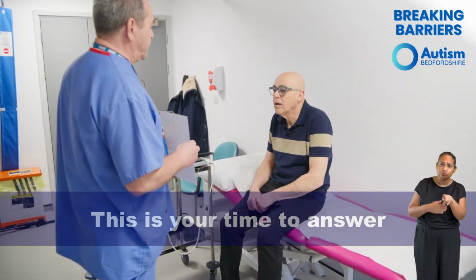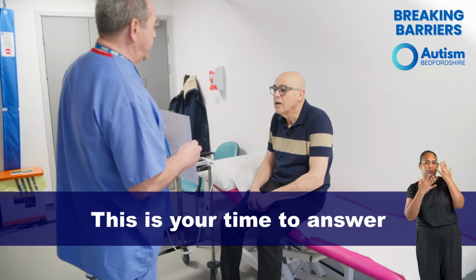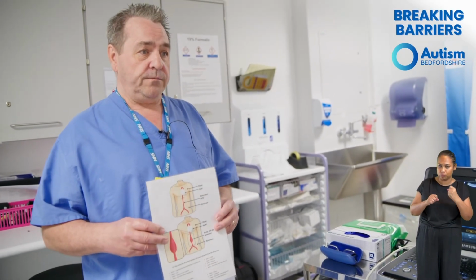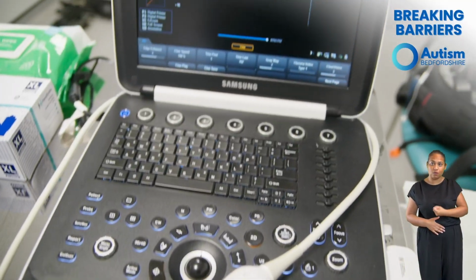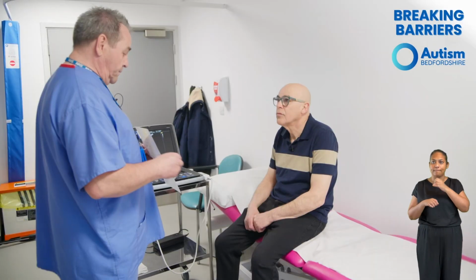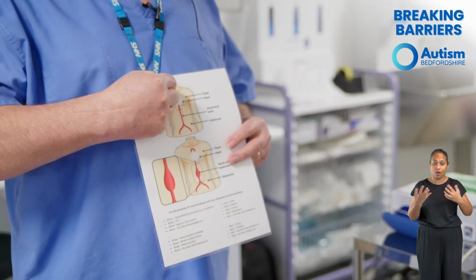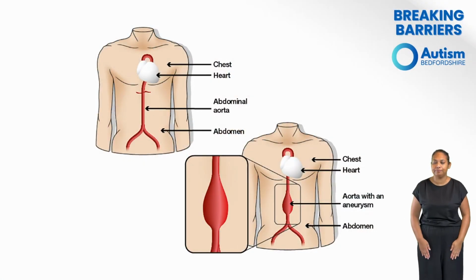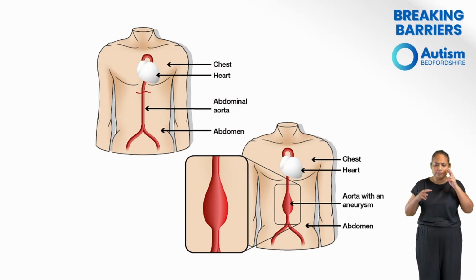I need to ask, did you receive our leaflet through the post? Yes. Okay, I'm just going to very quickly explain what we're going to do. We're going to use the ultrasound machine here to do a scan of your abdominal aorta. The aorta is a main blood vessel in the body. It runs from the heart, up over the chest, down through the middle of the abdomen and divides into your legs. We're going to be looking at the part that runs through your abdomen.